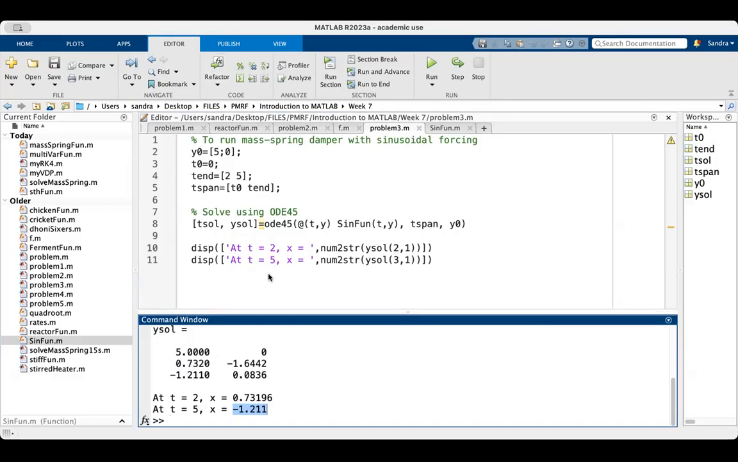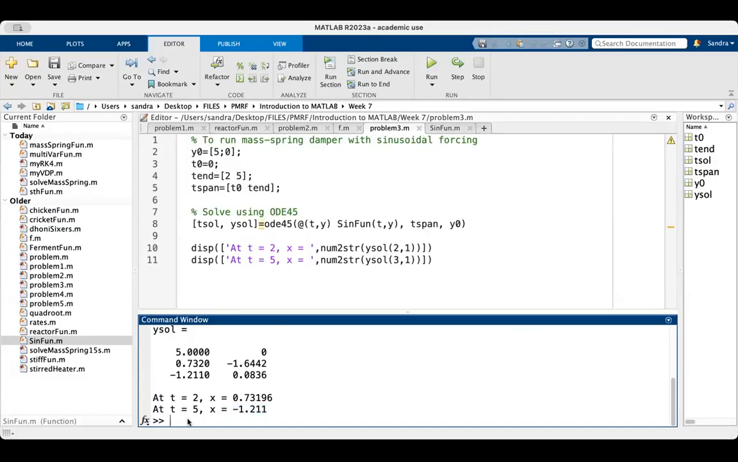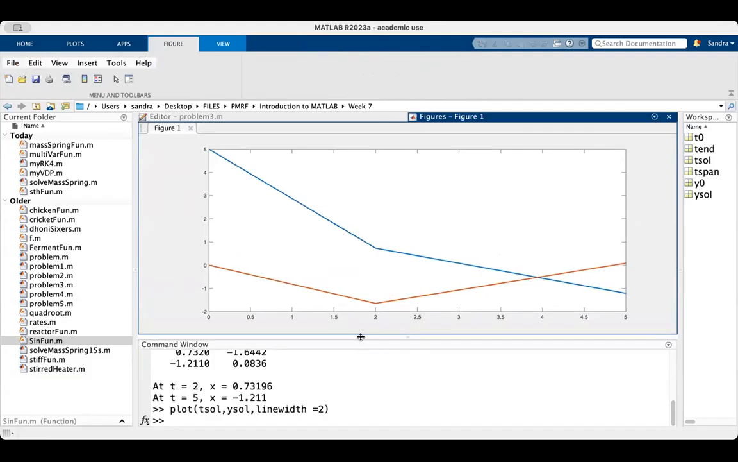I'll give you a few minutes for that also. Its plot is cross. Okay, let me see that. Let me just plot it and see once. Plot tsol, comma ysol, line. Yeah, is this how you're getting the plot? Yeah, okay, good.